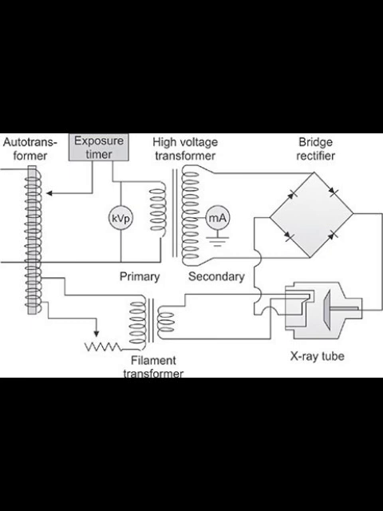kV, kilovoltage, as we discussed, controls the speed or energy of the electrons hitting the anode. Which determines the penetrating power of the X-rays, how easily they go through tissue. Exactly. Higher kV, more penetration for thicker body parts. And mA, milliamperage. mA controls the number of electrons flowing across the tube per second. It's about quantity. So it determines the quantity or intensity of the X-rays produced. More mA, more X-rays, darker image areas. You got it. It's the tube current.